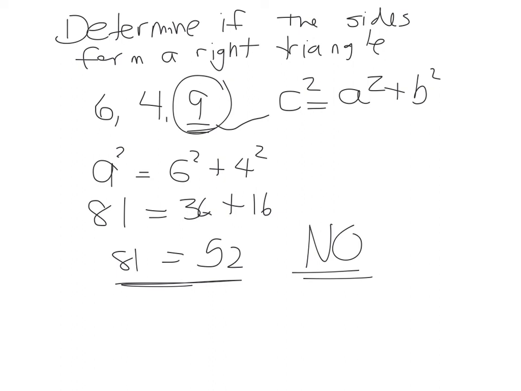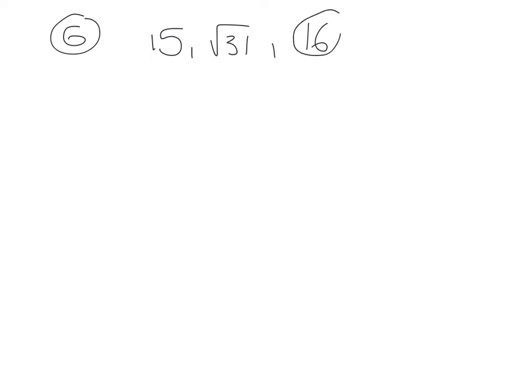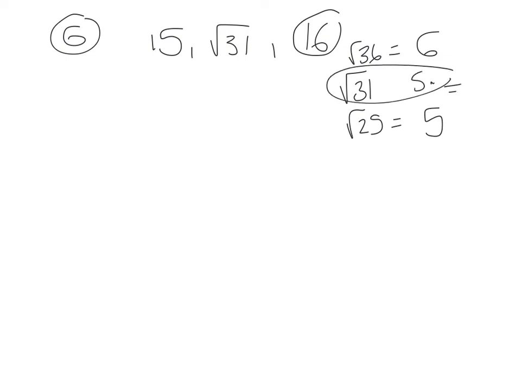Let's try another one. This is number 6. 15, rad 31, and 16. So I first need to know which is the longest side, which is most likely 16, but you got to make sure that you estimate what rad 31 would be to make sure it's smaller. So rad 31 is somewhere in between radical 36 and radical 25. Radical 36 is 6, radical 25 is 5. So it's 5 point something. So it's definitely the smallest side. So I'm going to put the 16 alone.